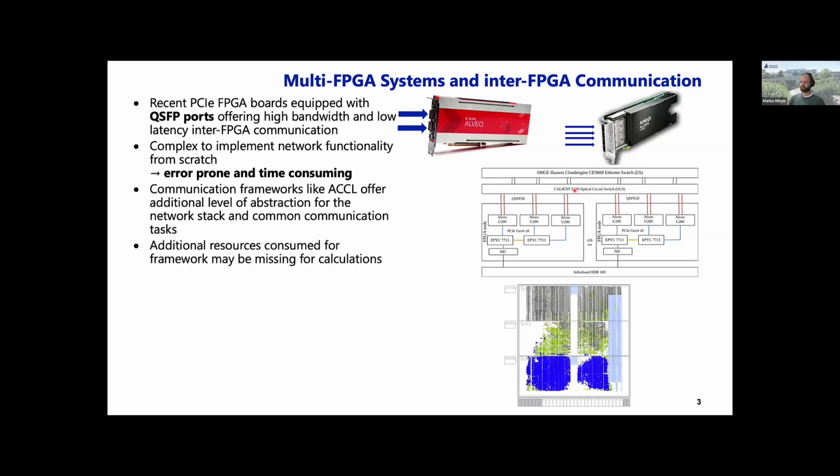This, of course, also comes with an additional level of abstraction, which also comes with additional resources that are consumed on the FPGA. And these resources that are missing can then, of course, be missing in the actual computations and calculations that are done by the application. So in the end, the question is, how does ACCL actually affect the performance of HPC applications? On the one hand, by scaling out the application to multiple FPGAs, and on the other hand, by consuming more resources on each individual FPGA.